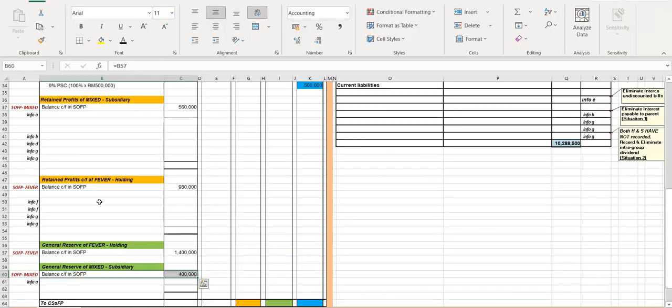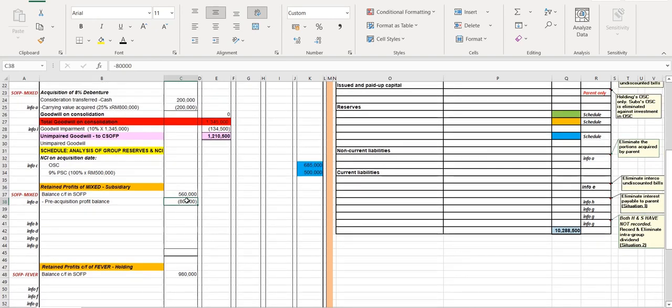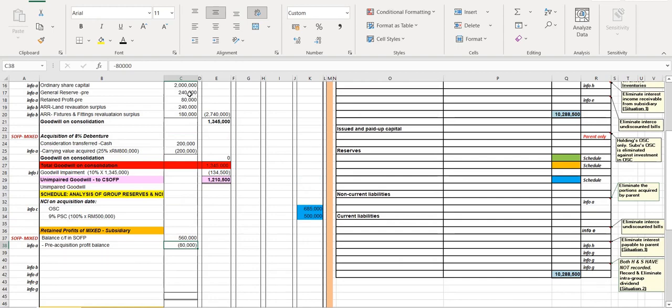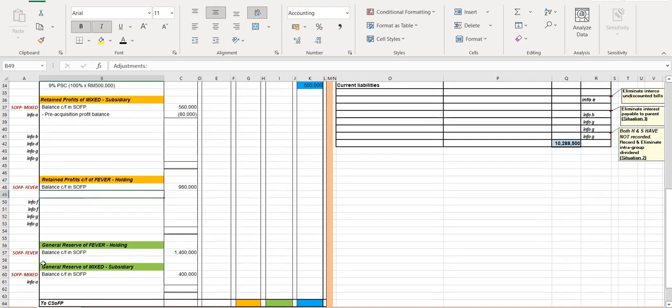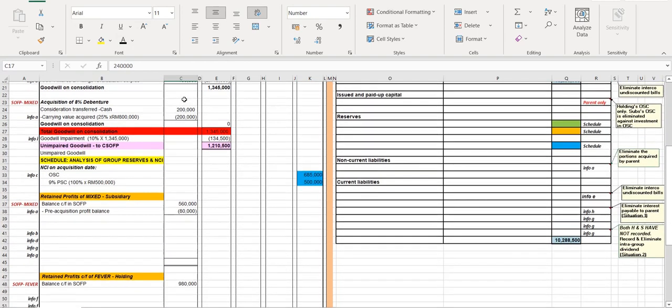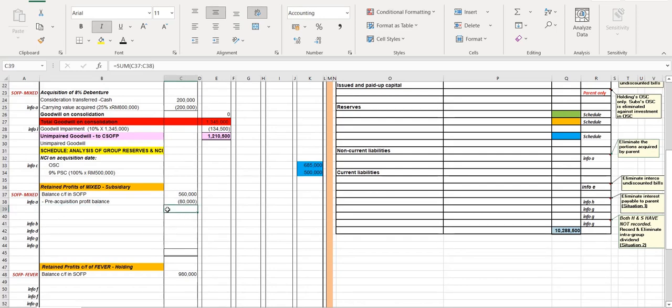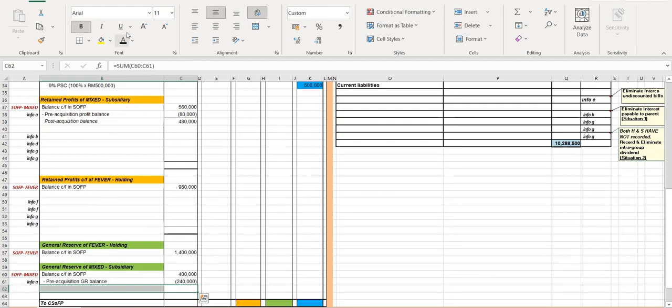After you have done that, you need to go and remove for the subsidiary the pre-acquisition profit. If it's a pre-acquisition profit, you will remove by deducting. If it's a pre-acquisition loss, you will add. And this 80,000 was actually the same 80,000 here. It's the same thing. And the same thing must be done for the general reserve of the subsidiary, the one here, which is a pre-acquisition general reserve balance, which is the balance here, right? Then we will think of what is the post-acquisition profit before the adjustment, the post-acquisition balance, and also here what is the post-acquisition balance.